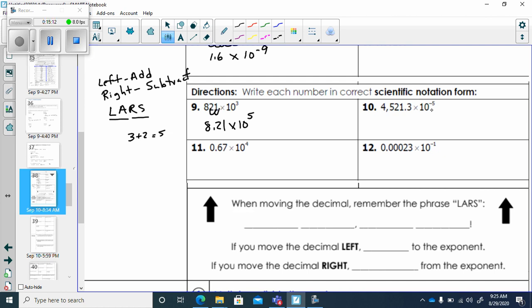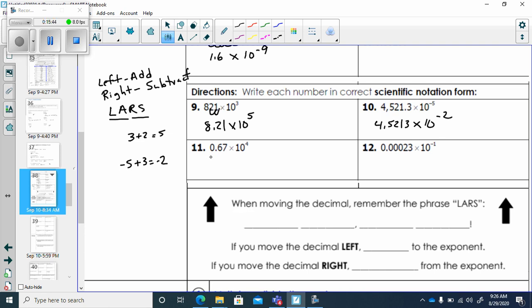Let's do the same thing here. This is a negative exponent. Let's use LARS. I'm going to need to move this decimal 1, 2, 3 places, right? 4.5213 times 10 to the, and I moved it how many places? 3 places left. Left means we add. So I'm adding 3 to this negative 5. Negative 5 plus 3 would give me negative 2.